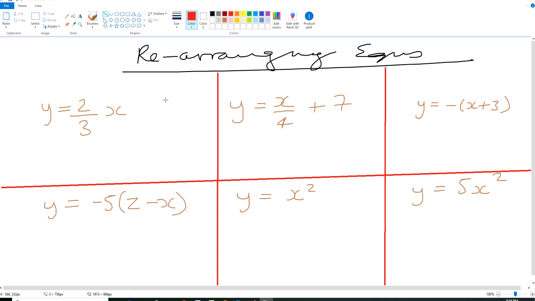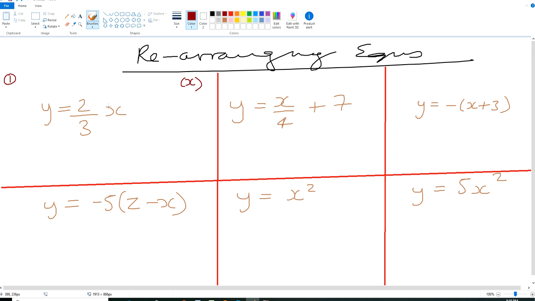Now, rearranging equations. In the first question that we have over here, let's hope I've got the right tool set up. Question number 1. We want to make x the subject. At the moment, y is the subject, y equals. So we want to finish up with something at the end that says x equals whatever that is. So that's where we're going to end up. Let's tidy up the page.